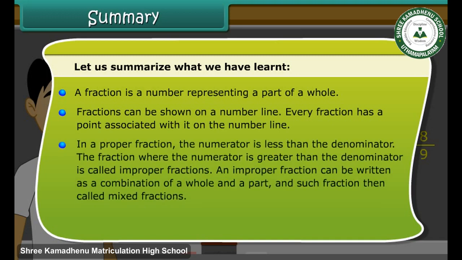In a proper fraction, the numerator is less than the denominator. The fraction where the numerator is greater than the denominator is called an improper fraction. An improper fraction can be written as a combination of a whole and a part, and such a fraction is then called a mixed fraction.